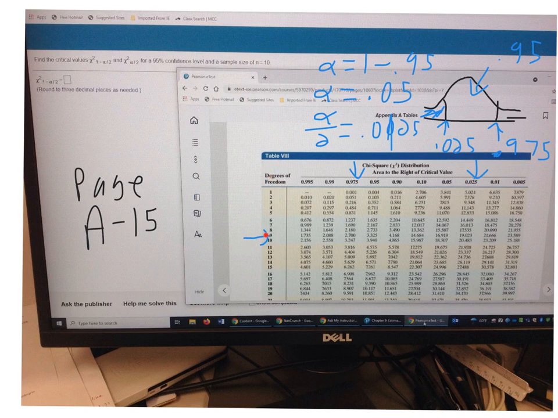That's 9. So if you take 9 and you cross it with this column, that's the 2.7, and I guess that's this number here that we want first. Then the next one is going to be the other guy, and so we're going to take the 9 and we're going to cross it with this column. We get 19.023. So it's just a matter of using this table, drawing yourself a picture. Hope this helps.